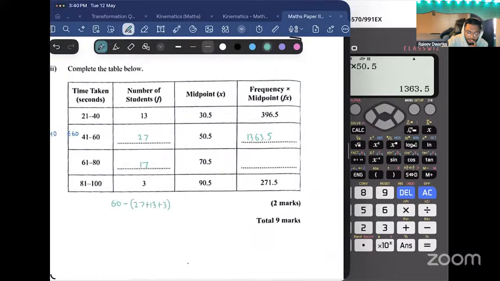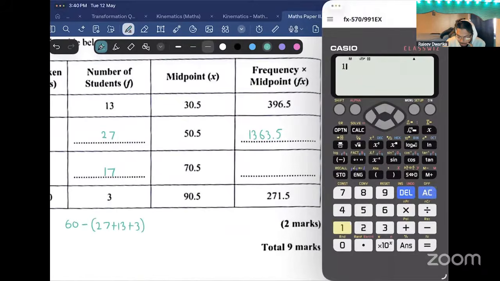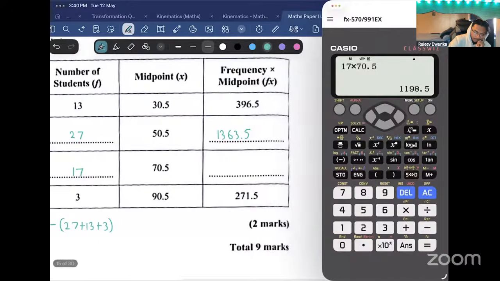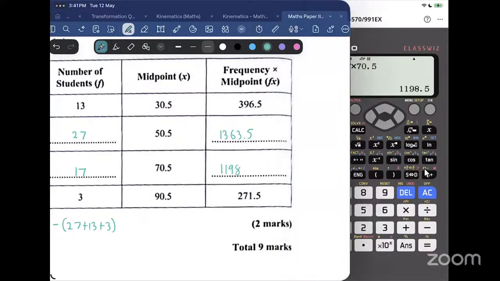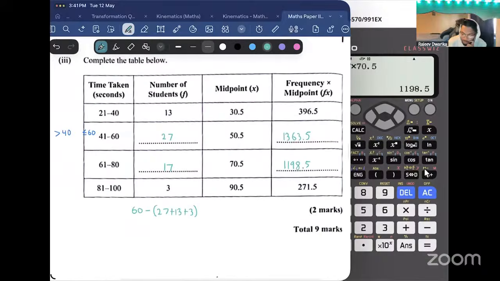That's 1363.5. And then that's going to be 17 by 70.5. What would that be? Well, that's 1198. All right, cool. Let's move on.